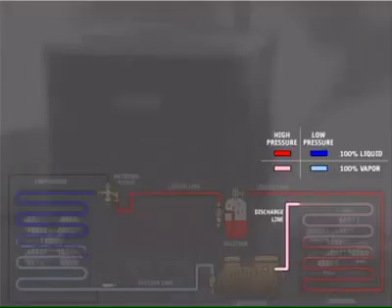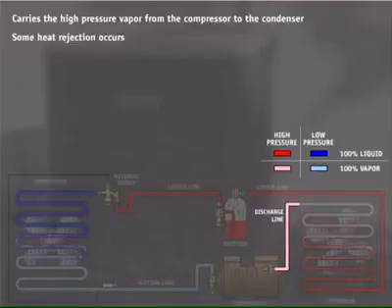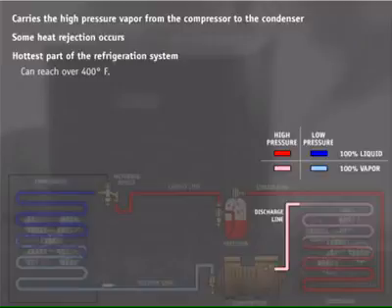The discharge line carries the high-pressure vapor from the compressor discharge valve to the entrance of the condenser. Some heat rejection to the ambient occurs in the discharge line, cooling the refrigerant slightly before it reaches the condenser. The beginning of the discharge line is the hottest part of the refrigeration system. On hot days when the system is under a high load and may have a dirty condenser, the discharge line can reach over 400 degrees Fahrenheit.